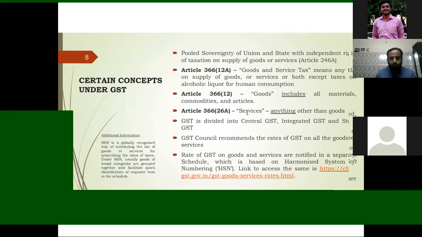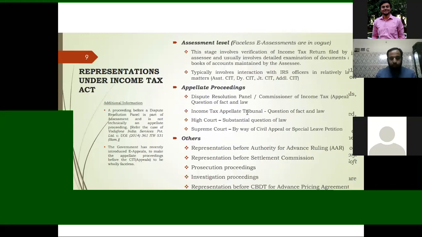If we can move to the next slide. Yeah, so what we can do in practice. Where does the practice of the Income Tax Act start? There are various levels of practice. First, like we saw, is assessment. Assessment is where the department verifies the declaration that you have given, whether the income that you have reported is correct, and so on.